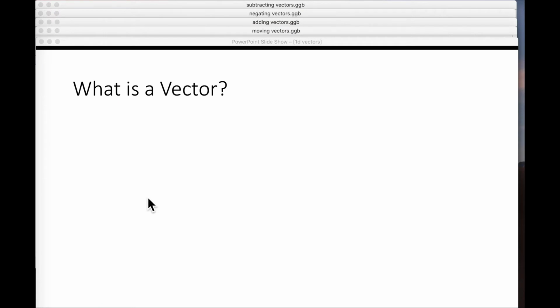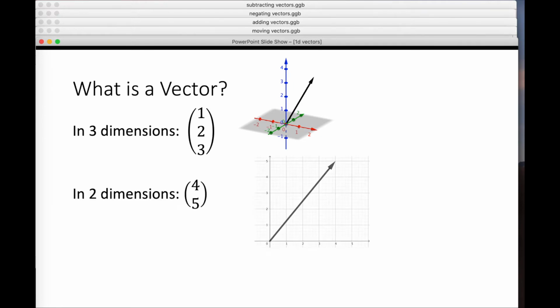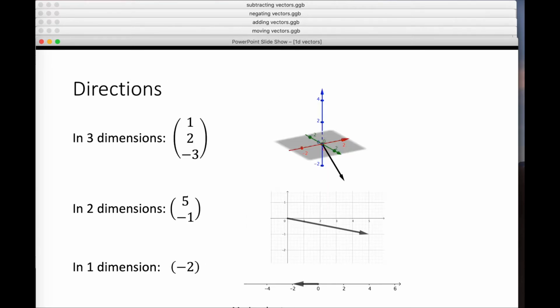Well, we think of a vector as either a column of numbers or an arrow in space, and it can be a column of three numbers and an arrow in three space, a column of two numbers and an arrow in two space, or a column with just one number in it and it's an arrow in one space. And of course they can go in all sorts of different directions, including with negative numbers and things.